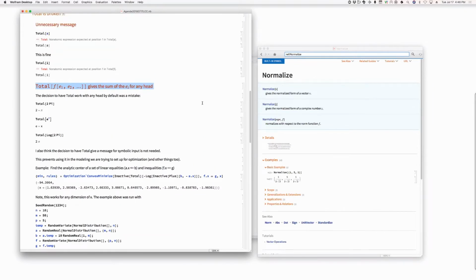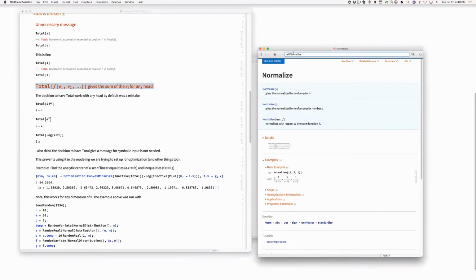I don't know. Total of 2 pi equals 2 plus pi. That makes sense to me. Itai, you're not saying that in any serious way. I am not. That was a joke. Stupid.